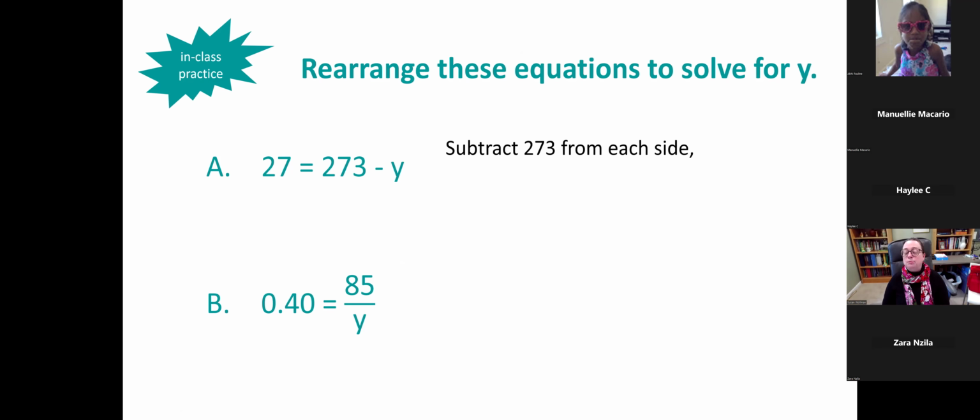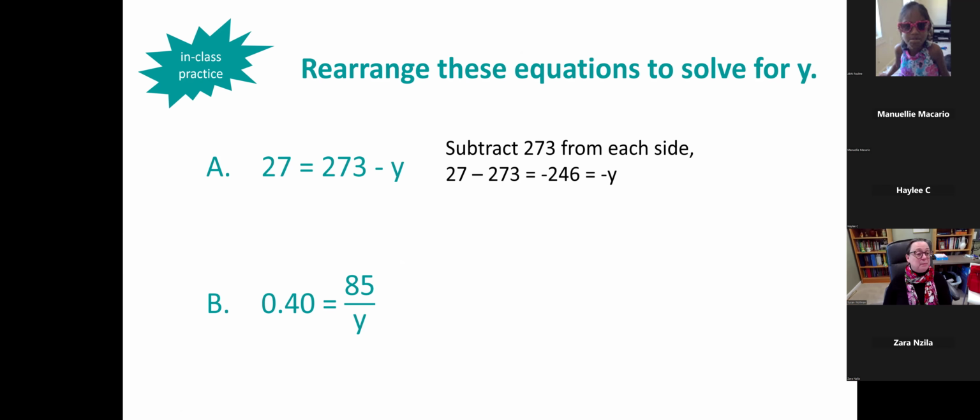Okay. So the first thing we'll do is subtract 273 from each side, and let's see what the result of that is. So 27 minus 273 is negative 246. And when we subtract 273 from the right side, that becomes a 0, and we're just left with the minus y. So it's not y, the minus sign is still there. That didn't magically disappear when you subtracted 273 from both sides. That minus sign is still there.